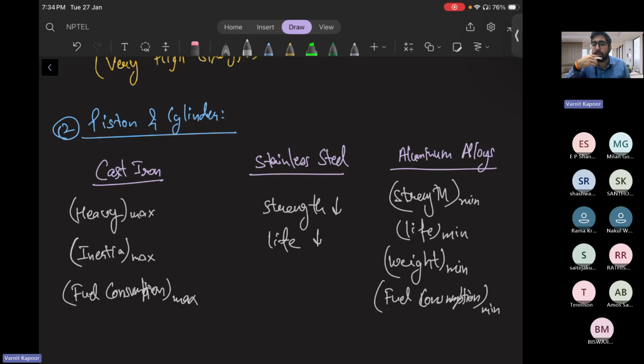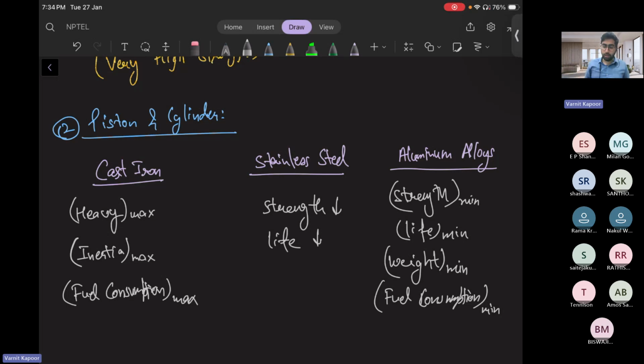Can aluminium withstand high temperature or not? Aluminium can withstand, obviously. That's why we are using it as a piston cylinder, with some coatings. These are aluminum alloys, not pure aluminum. Aluminum alloys are mixed with something else.